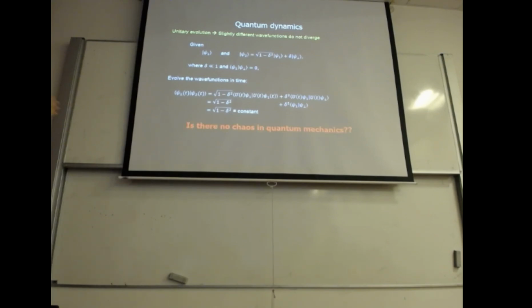The point is that the distance between these wave functions, or the overlap between these wave functions, stays constant in time, right? By definition, in the unitary time evolution. But it begs the question, of course: is there no chaos in quantum mechanics? And if you look at this, then in a way there is no chaos. It's not the same as classical, at least. And this is the wrong way to think about chaos, if you want to compare the two, I would argue.